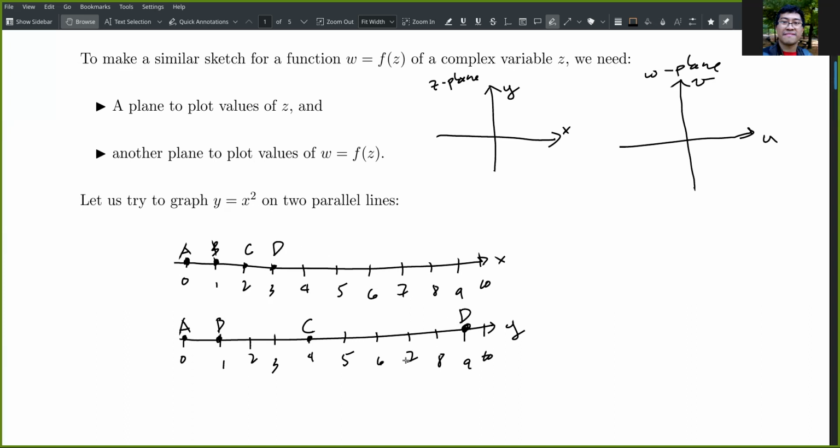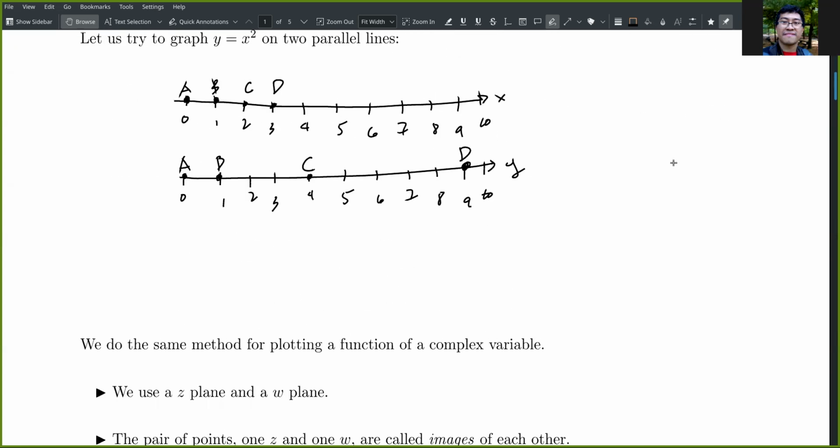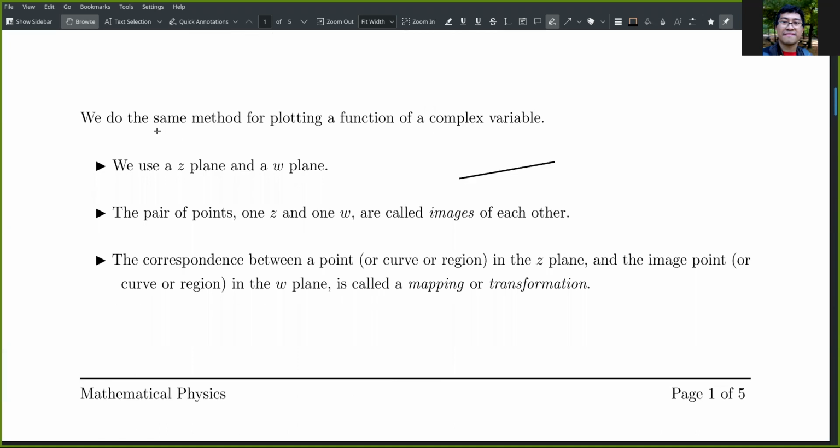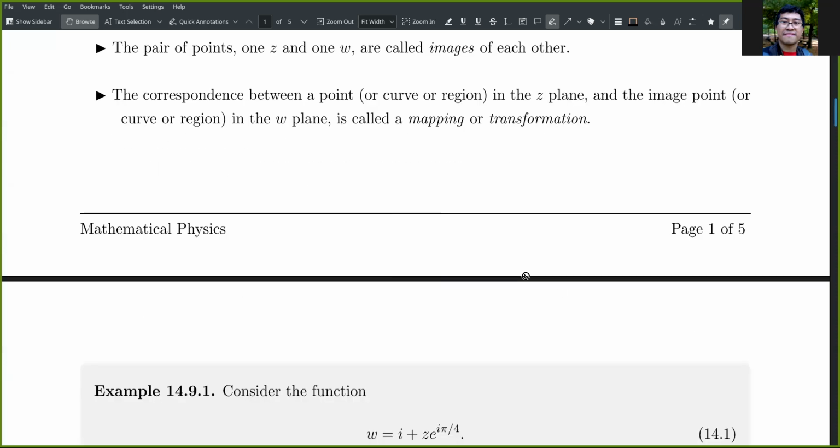So that's how we are going to do our plot for a function of a complex variable. So you have a z-plane and a w-plane drawn separately. The pair of points, one in z and one in w, are called images of each other. The correspondence between a point in the z-plane and the image point in the w-plane, or the point can also be a curve or a region, that correspondence is called a mapping or a transformation.